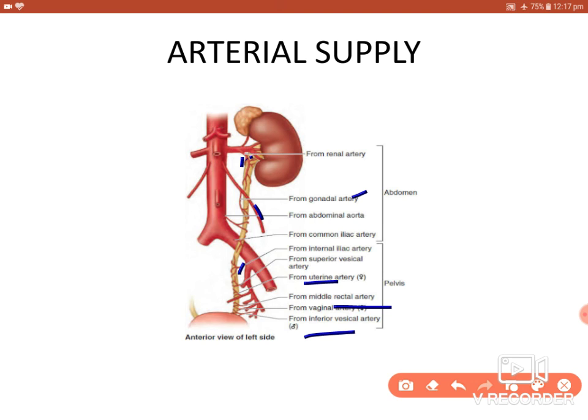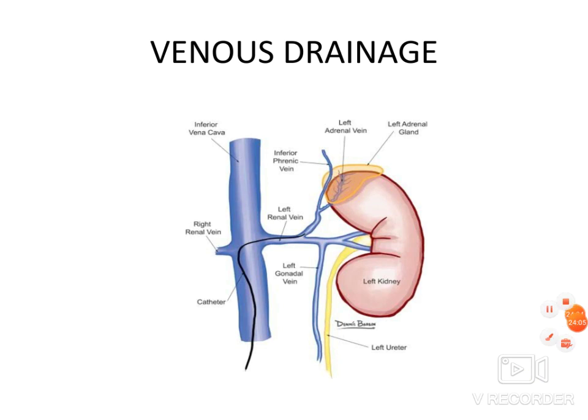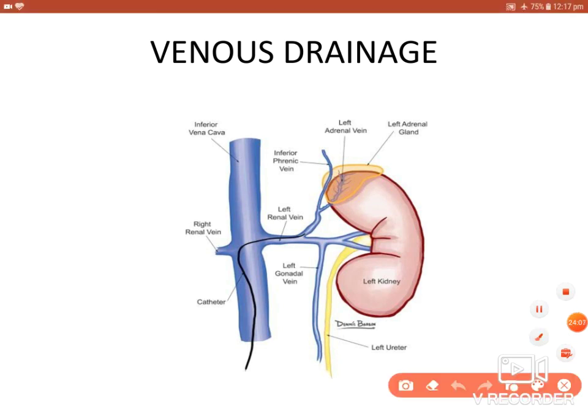Then venous drainage is into the corresponding veins, mainly towards the renal veins. There are the right and left gonadal veins. You can see the left gonadal vein drains into the left renal vein. The right gonadal vein drains into the inferior vena cava. That is the venous drainage. Then lymphatic drainage is to the lateral aortic nodes and to the external and internal iliac nodes.